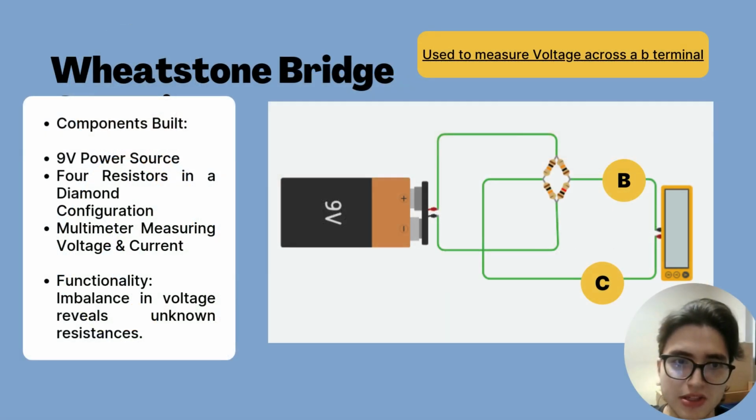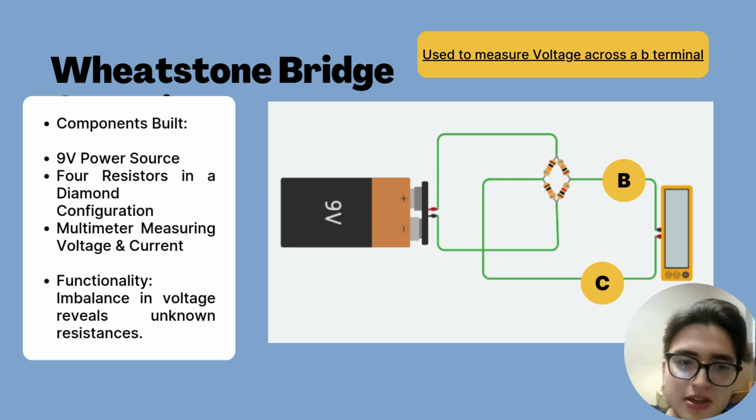What is a Wheatstone bridge circuit? It is a circuit for precise resistance measurement. For this case, we used a 9-volt power source, 4 resistors in a diamond configuration, 3 were equal to Rx and 1 was our R test. We used a multimeter connected to the ports B and C to measure voltage and current, and the functionality is to measure the imbalance in voltage between the known resistances and unknown resistances.